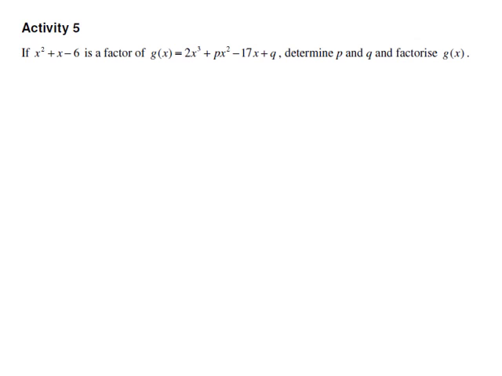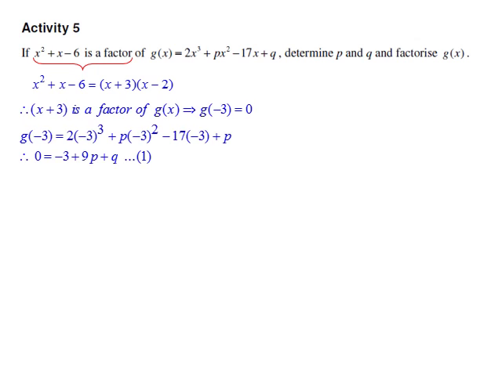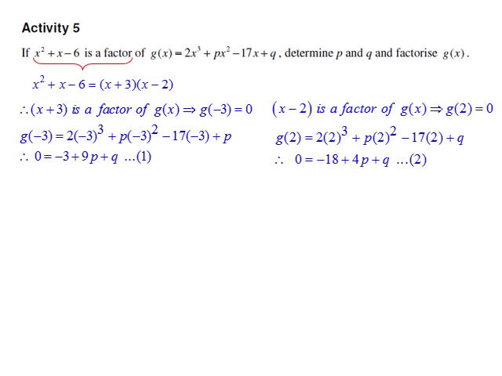In activity 5, we're told that x squared plus x minus 6 is a factor of g(x), and we're asked again to determine p and q and factorize g of x. We've only been given one factor, but there are two unknowns, p and q. However, we can factorize x squared plus x minus 6 as (x plus 3)(x minus 2). And if x squared plus x minus 6 is a factor of g(x), then x plus 3 must be a factor of g(x), and also x minus 2 must be a factor of g(x).